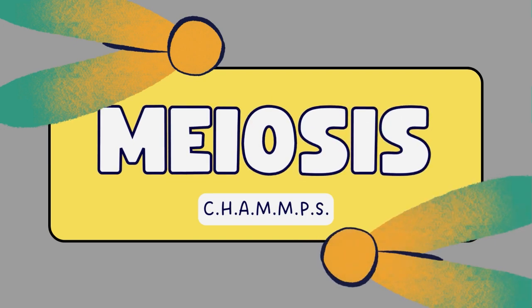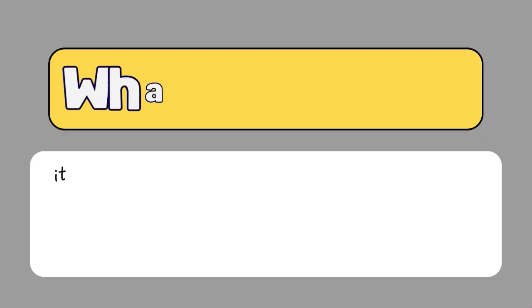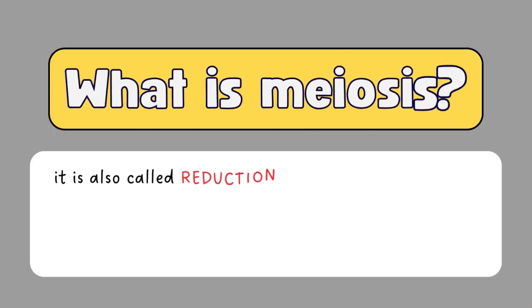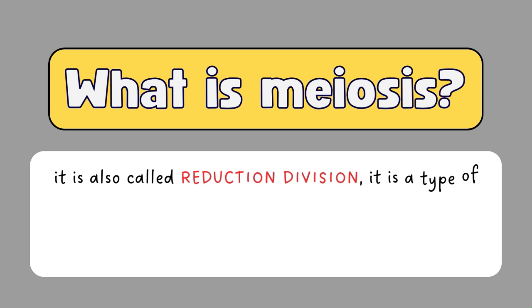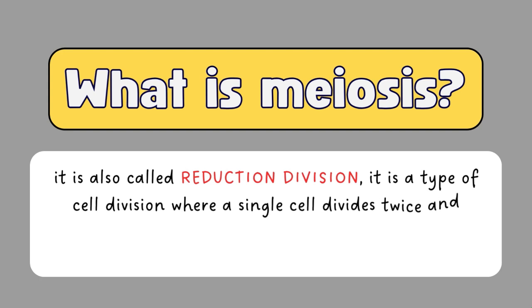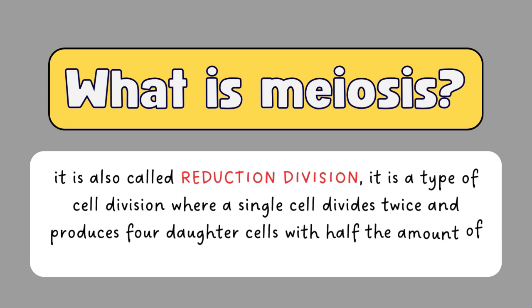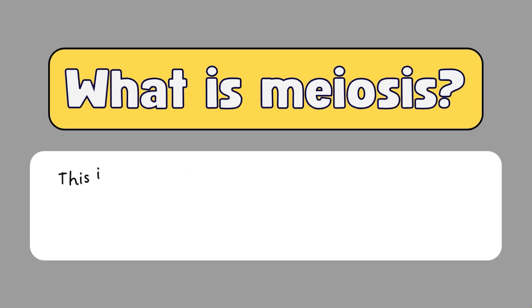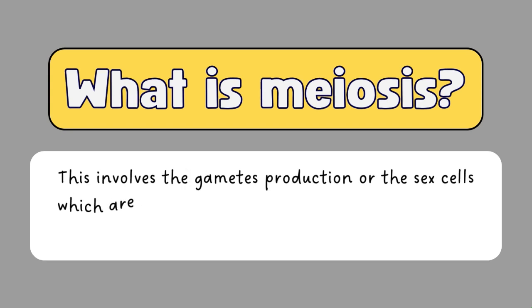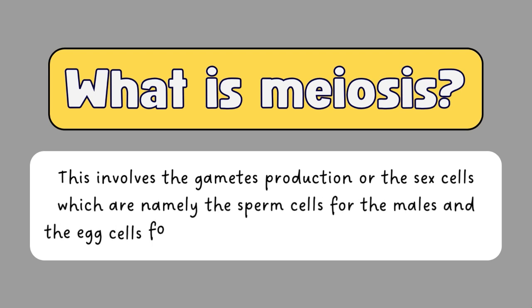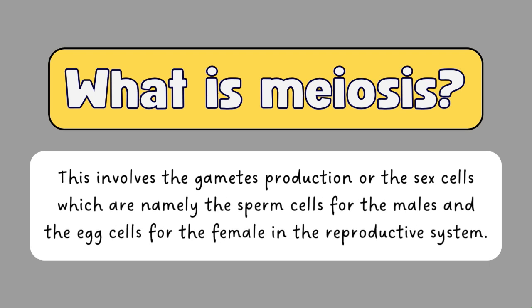Today I am going to discuss meiosis. What is meiosis? Meiosis is known as reduction division, the act of decreasing or reducing something. It is a type of cell division where a single cell divides twice and produces four daughter cells with half the amount of genetic material. This involves the production of gametes, the sex cells, which are namely the sperm cell for the male and the egg cell for the female in the reproductive system.